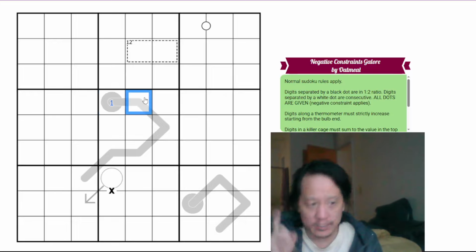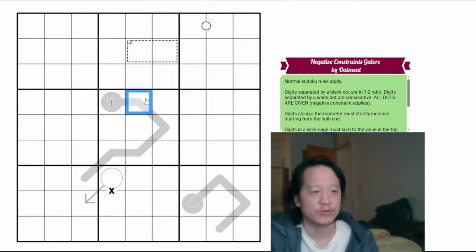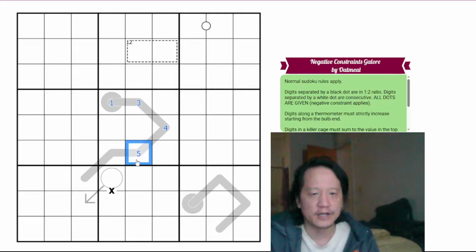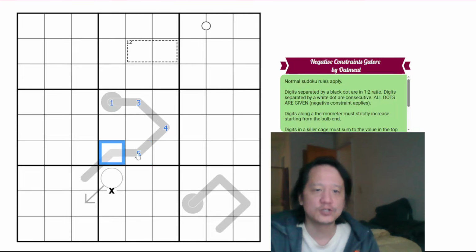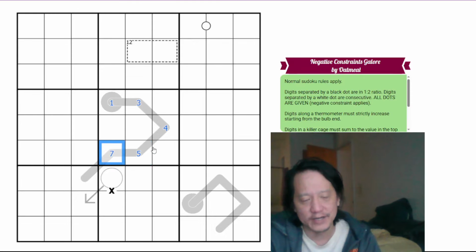This cannot be 2 because it's in a 1 to 2 ratio with 1 and it's consecutive with 1. So this has to be at least 3 because it must be greater than 1 because it can't be the same. This digit, well, it could never be the same. It must always increase. This digit is greater than that. It could be 4. This digit is greater than that. It could be 5. This digit is greater than that, but cannot be consecutive with it, so it must be 7 at least. And this digit is greater than that, so it's 8.